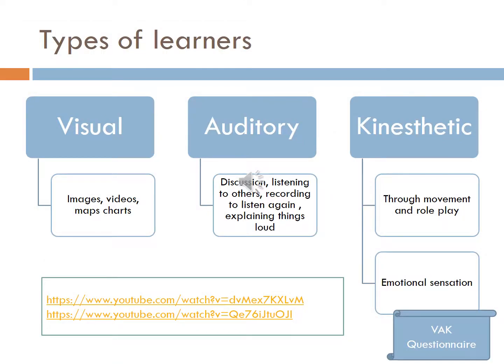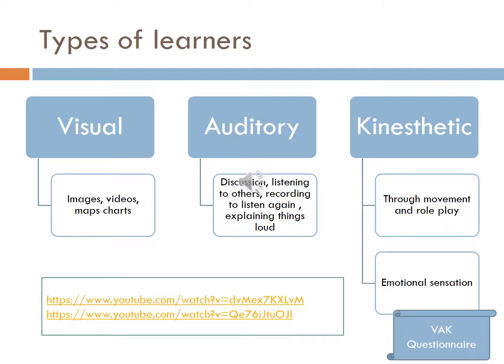We already discussed the different types of learners, and we mentioned the visual, auditory, and kinesthetic. And we discussed different ways that these people can learn. Visual learners rely mostly on images, videos, charts, and maps, and auditory learners rely on discussions and listening and so on. And kinesthetic learners like movement, role play, and emotional sensation.